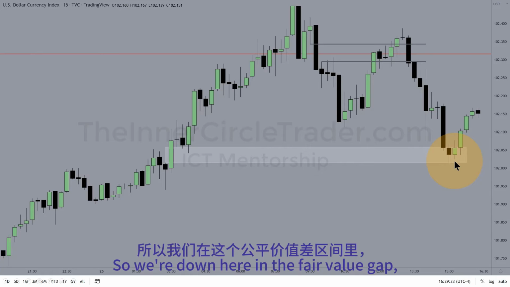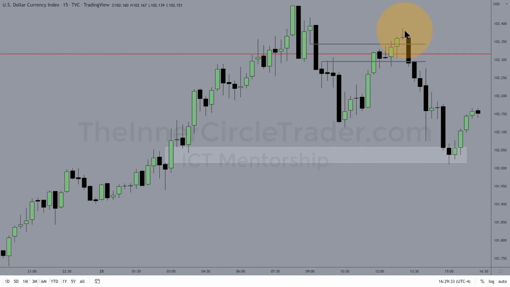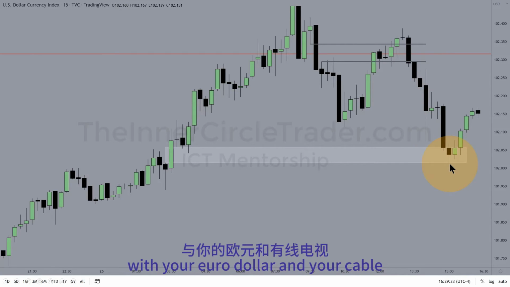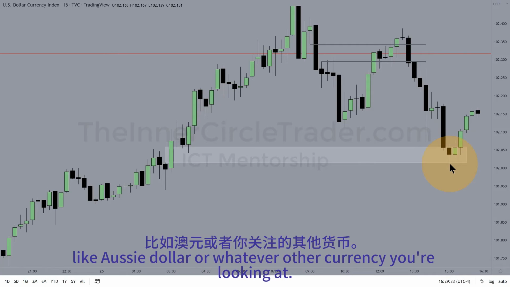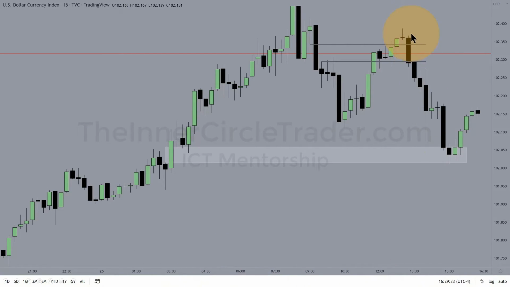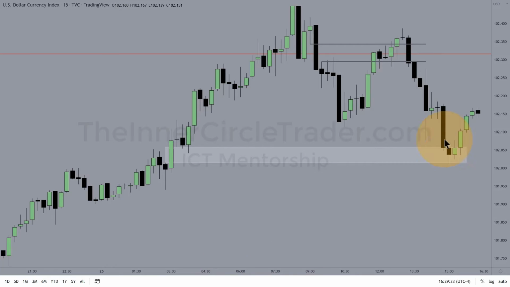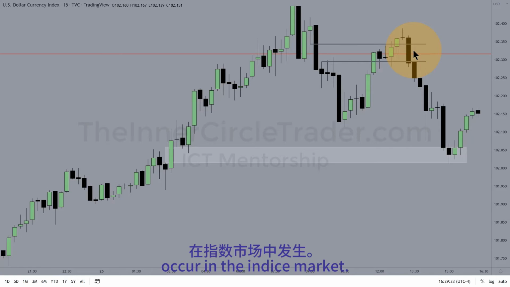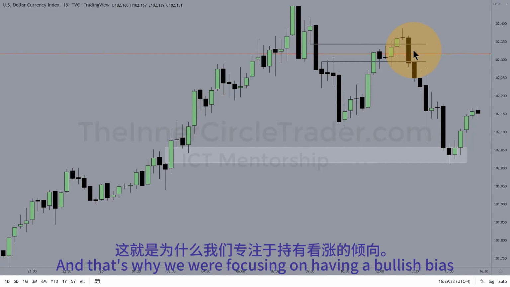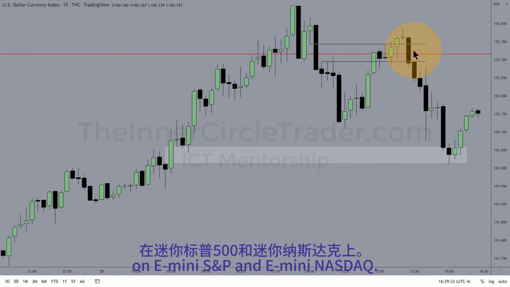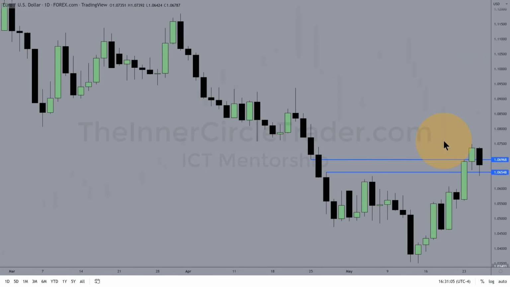So we're down here in the fair value gap away from this high. That run right there is what you want to match up with your euro dollar and your cable and other foreign currency like Aussie dollar or whatever other currency you're looking at. But with this decline, that right there is a nice setup that confirms longs for foreign currency. It also allows lift to occur in the indice market. And that's why we were focusing on having a bullish bias on E-mini S&P and E-mini NASDAQ.